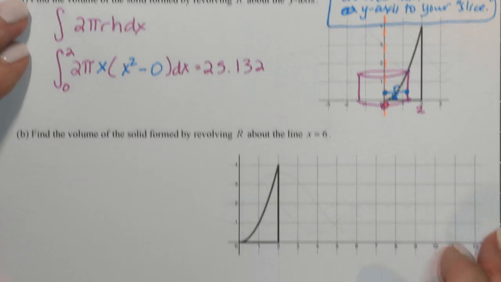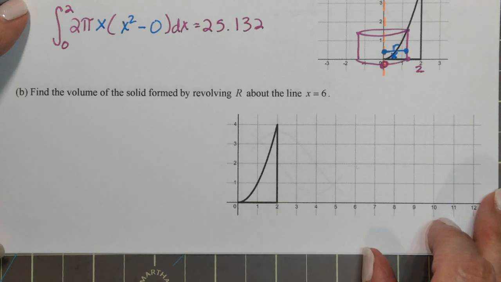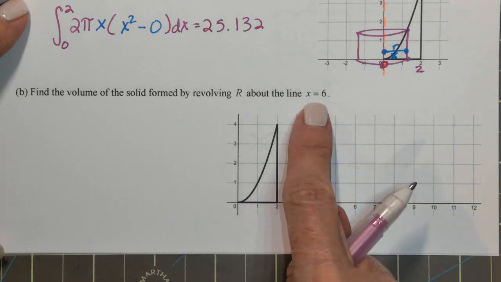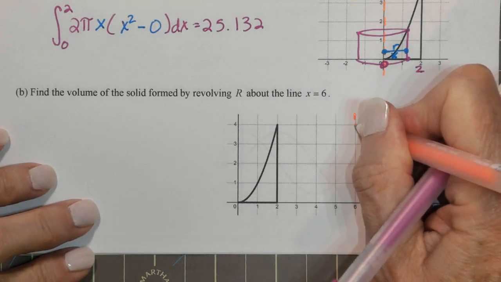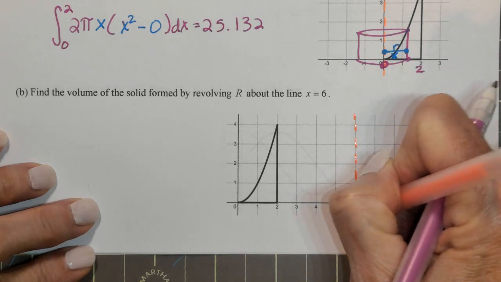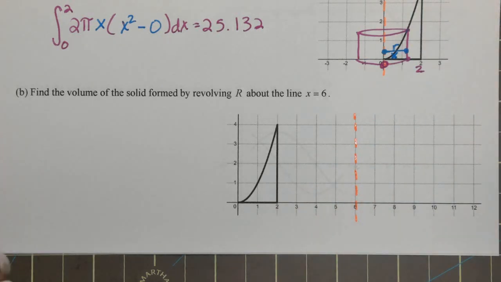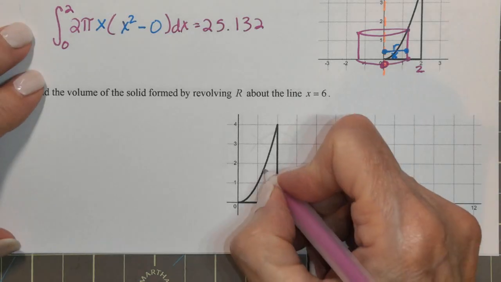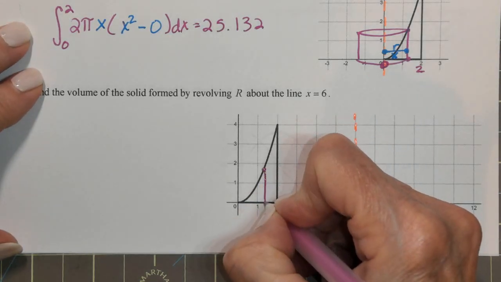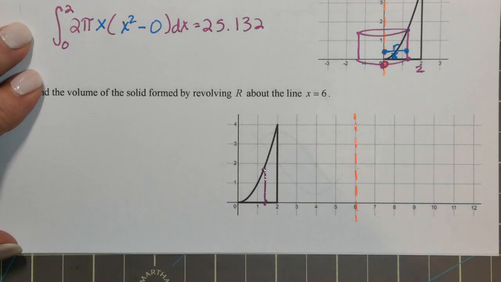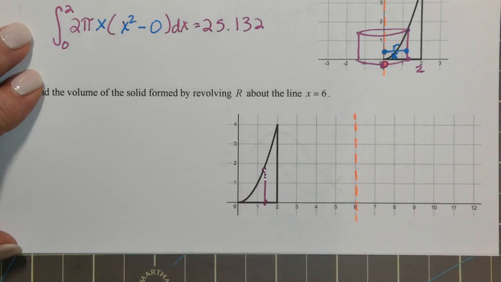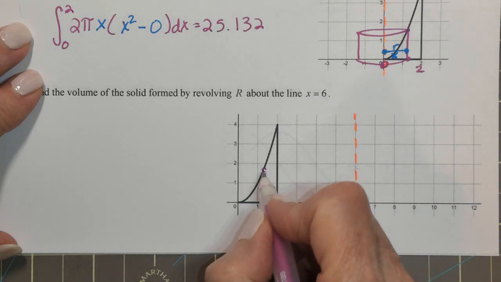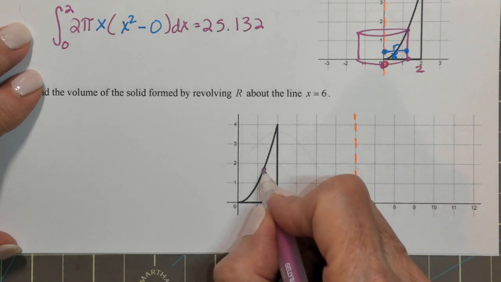Okay, let's do another one. Let's take that same region, but this time we're going to revolve it around x equals 6. So around x equals 6, okay, I'm going to draw one slice in my region, always in your region, and revolve that slice around just to get an idea of what your one cylinder looks like.